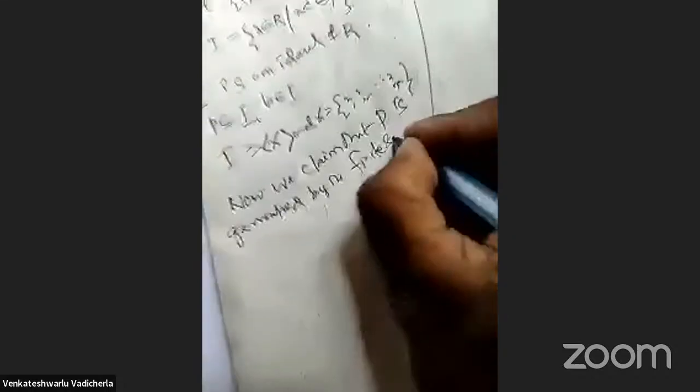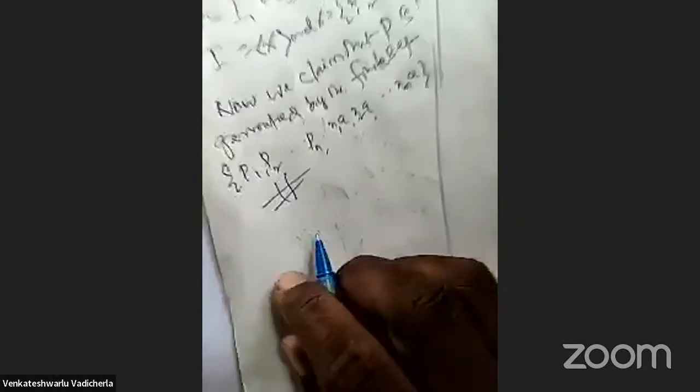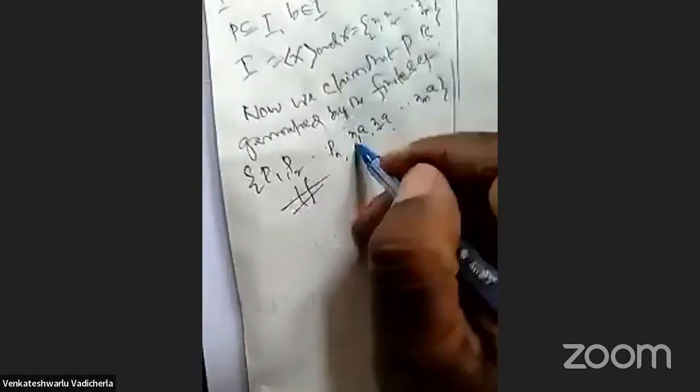What is the finite set? The finite set is P1, P2, up to Pn, x1(a), x2(a), up to xm(a). Which is a contradiction. Since P is not finitely generated, this is a contradiction.